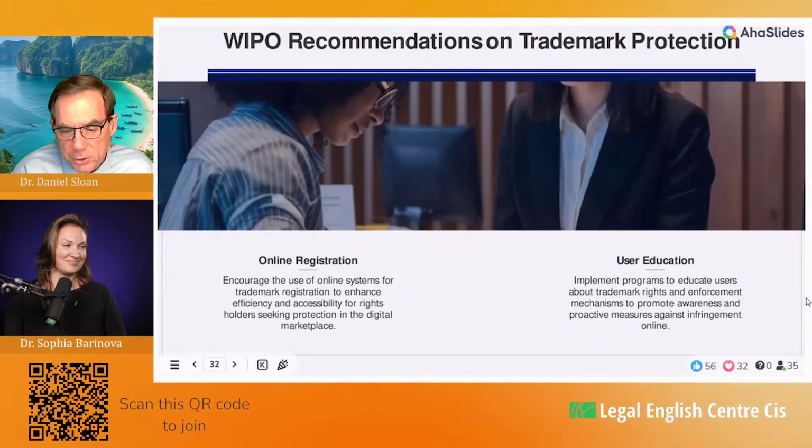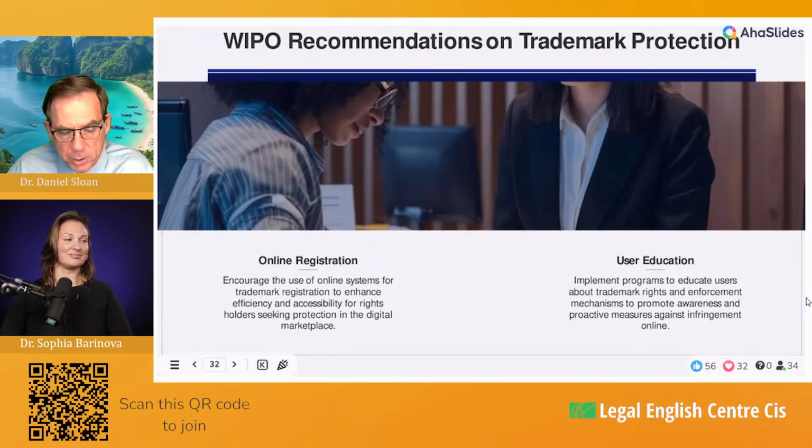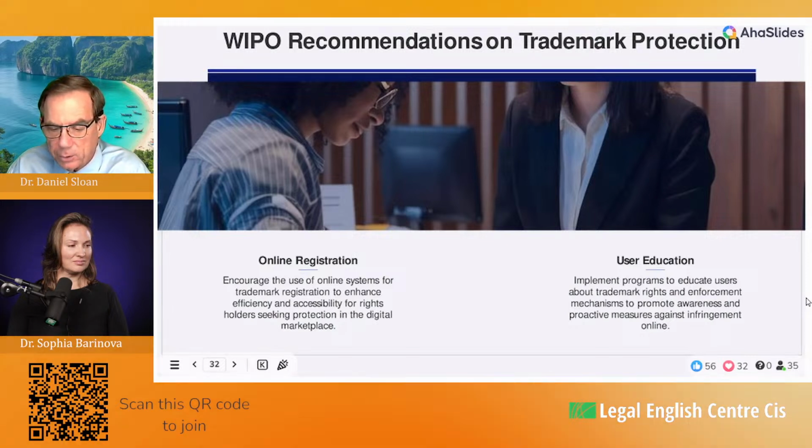So, WIPO recommendations on trademark protection. What does WIPO recommend? Online registration, which is to encourage the use of online systems for trademark registration to enhance efficiency and accessibility for rights holders seeking protection in the digital marketplace. Absolutely. So use the online platforms for that. WIPO has a great platform. And then user education, implement programs to educate users about trademark rights and enforcement mechanisms to promote awareness and proactive measures against infringement online.